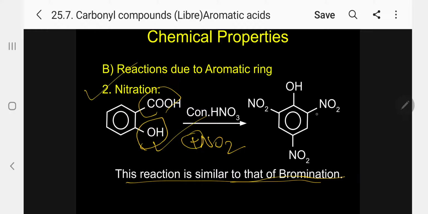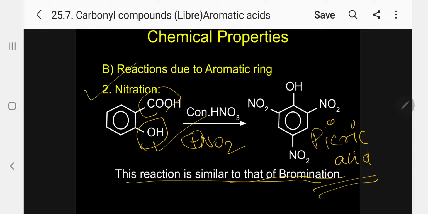So the product is 2,4,6 trinitrophenol. This is called picric acid. Please follow. Picric acid. So normally a question will be asked in the examinations.